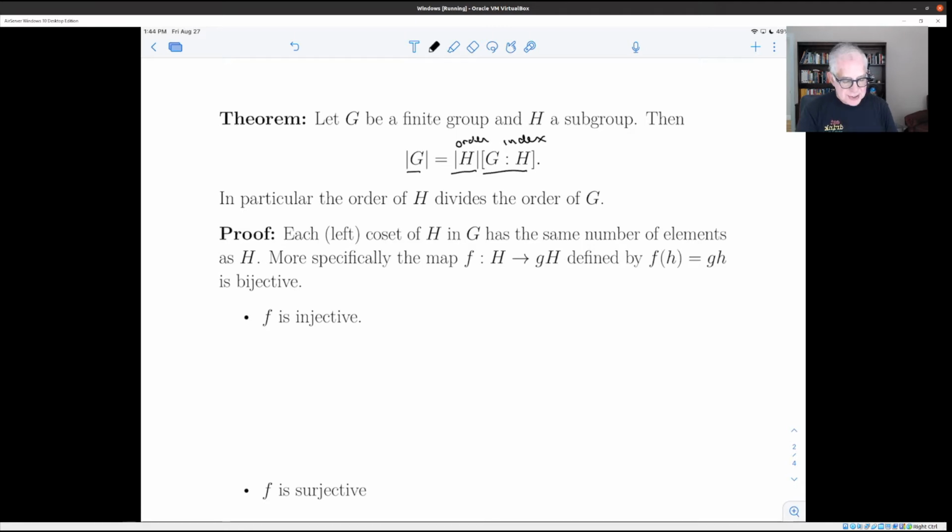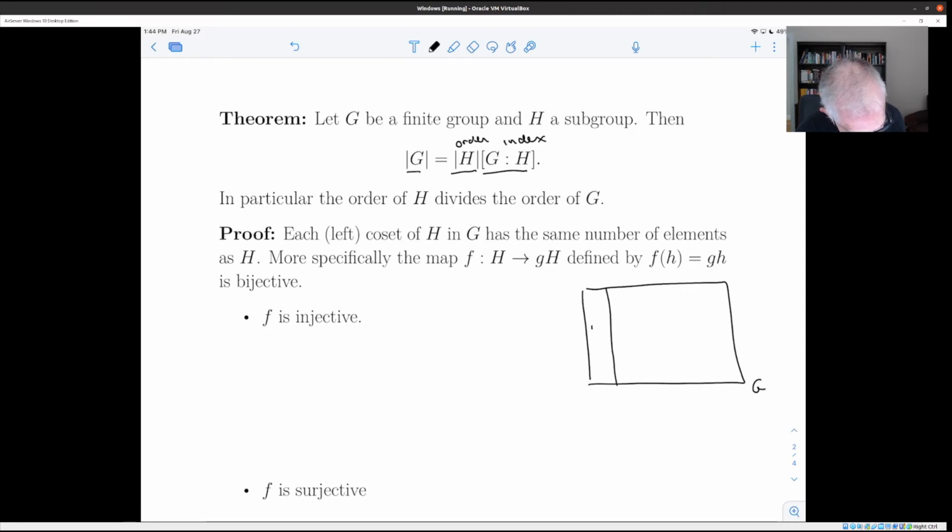And here's the idea of the proof. I'm going to draw a little picture. So here's our group G, and here's our subgroup H. And then we have the cosets of H.